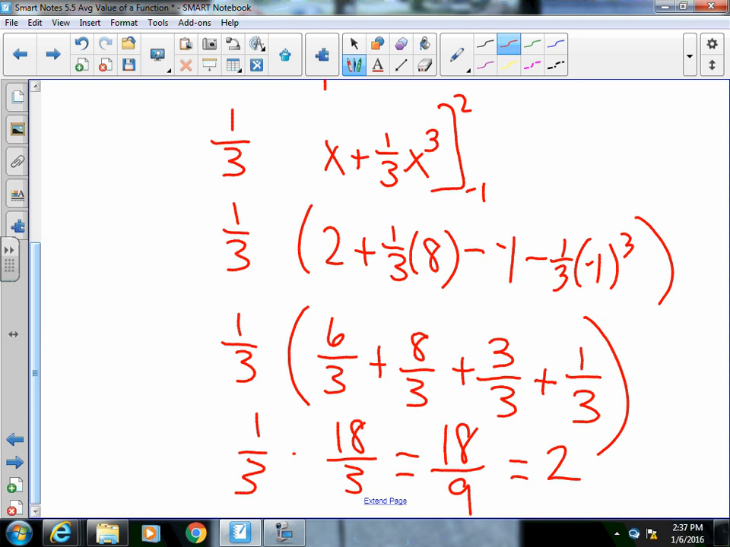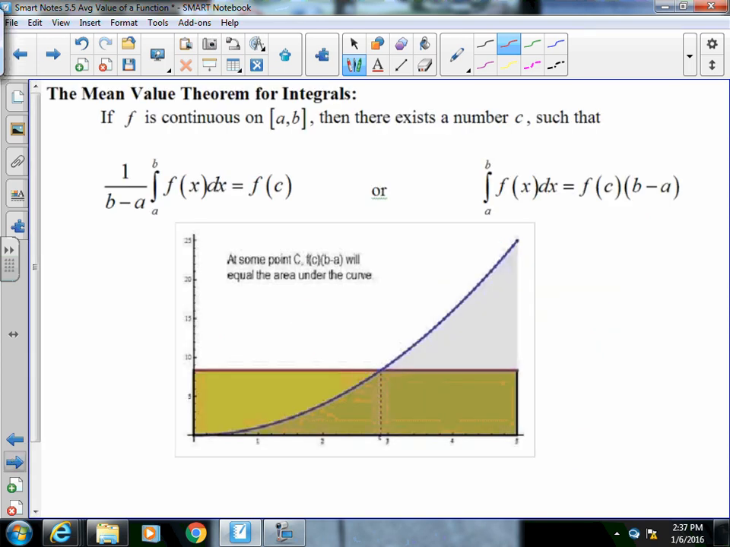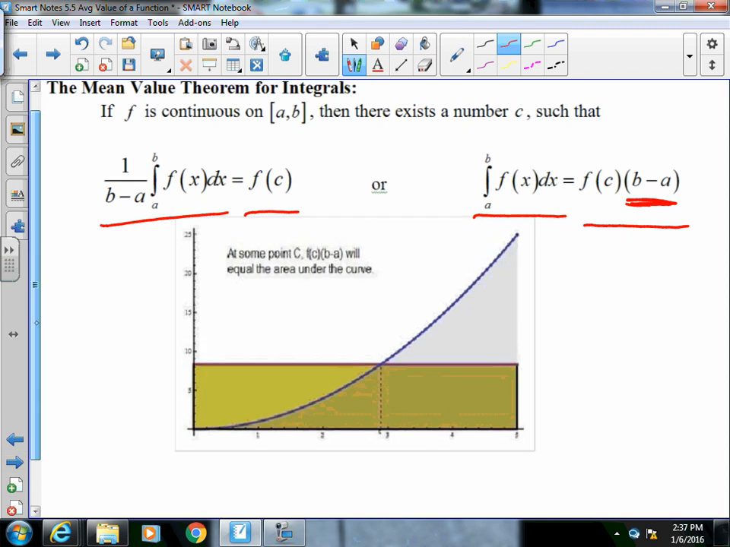So, the mean value theorem for integrals is similar. It says that if f is continuous on [a, b], then there exists a number c such that the average value is equal to f of c. Or you can multiply by the b minus a over here, and then you have the integral equal to f of c times b minus a. So, here's how this works. It says at some point c, f of c times b minus a will equal the area under the curve.